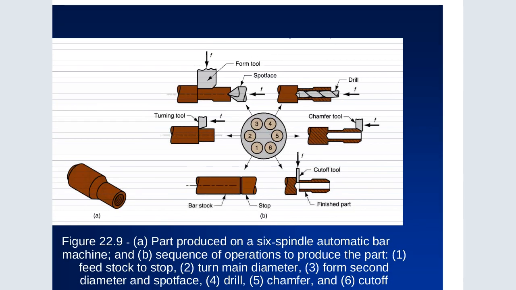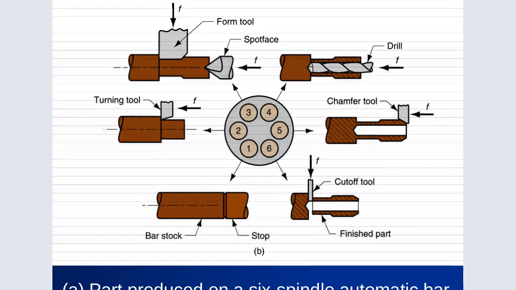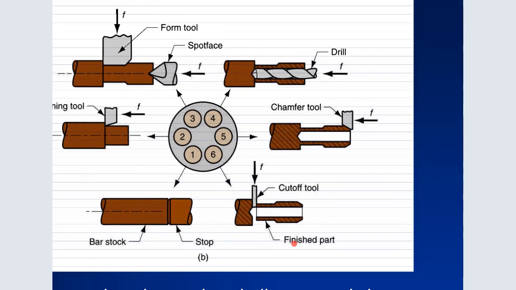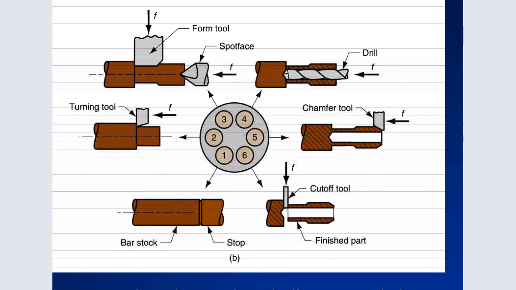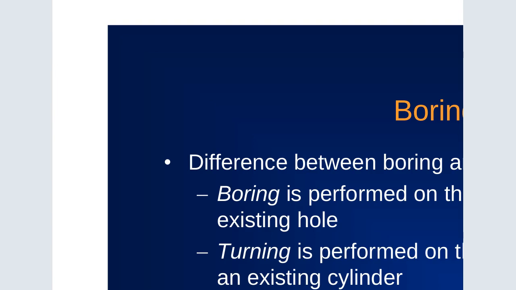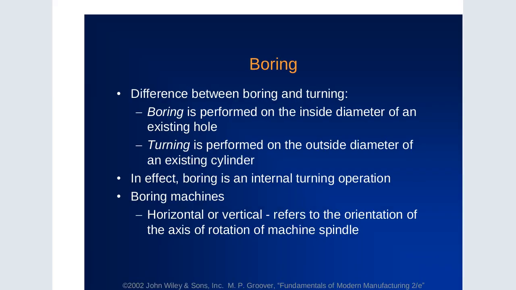Parts produced on the six spindle automatic bar machine, and the sequence of the operation in producing the parts. You can now see the kinds of tools that are produced using those machines. For the finished part, we can see the stop bars that are used to stop, and then the holes and the drills and all the forms that we have already talked about.